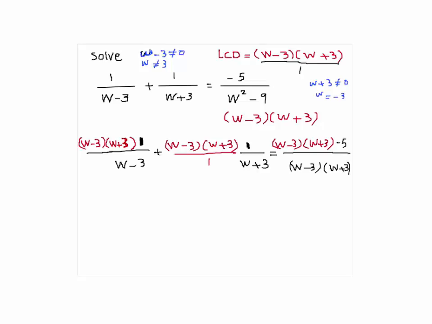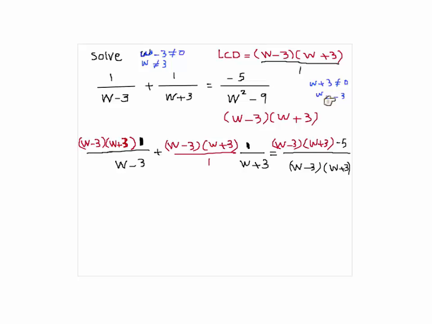Because if I assume 3 here for w, then you get something over 0, which is undefined. I cannot have 3 or negative 3 for w because that would cause this whole fraction to become undefined. So you have to keep this in mind, that if I find 3 or negative 3 as a final answer, I would exclude those answers.